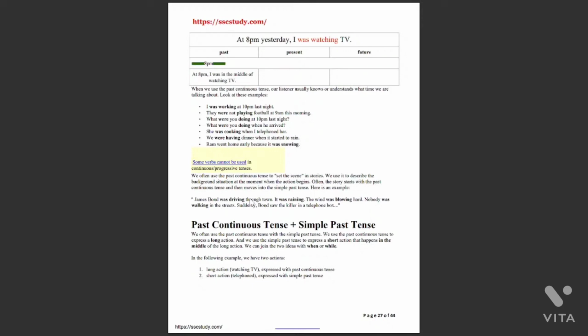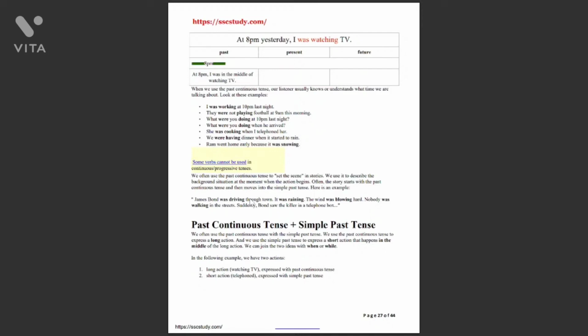They were not playing football at 9 a.m. this morning. So this is at a particular moment. She was cooking when I telephoned her. We were having dinner when it started raining. So this is at a particular time.